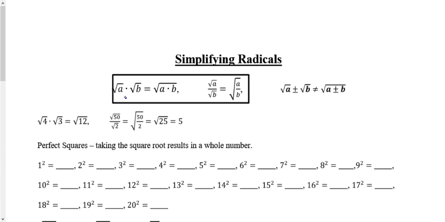Also, equal signs go both ways, right? So if you have this, you can split it up into that. This also works with division. Everybody see this? Not just multiplication, right? Square root of A over square root of B is the same as the square root of A over B. And again, you can split it up and go the other way.